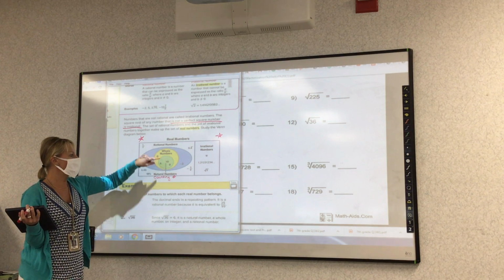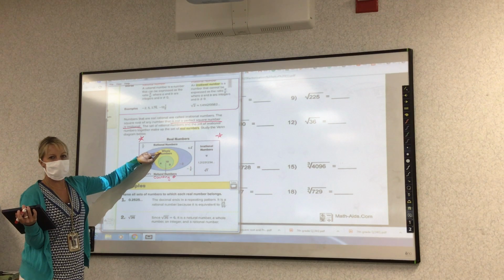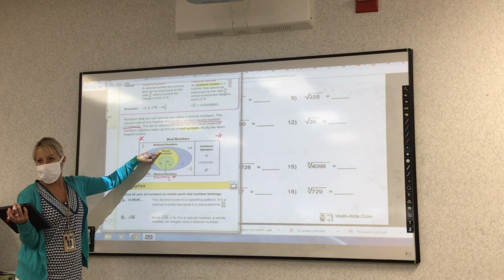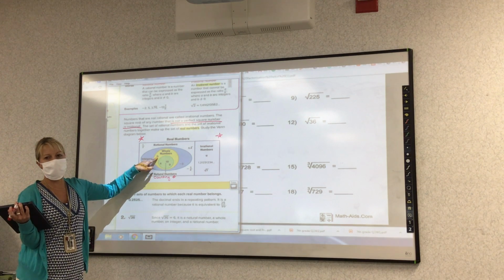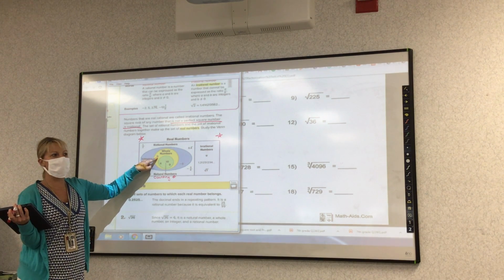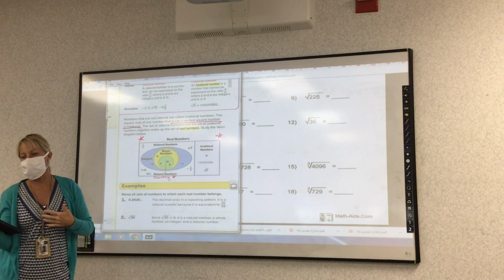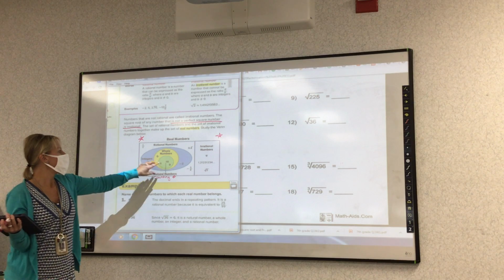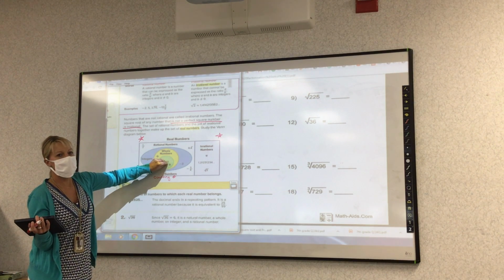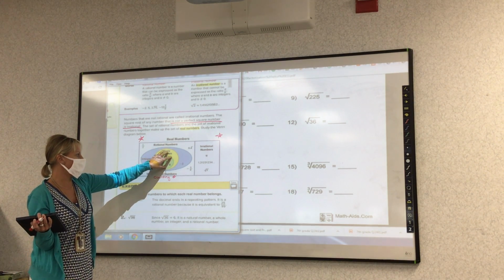After the counting numbers, all counting numbers are whole numbers. The only difference with whole numbers than counting numbers is that you actually add the number 0. So whole numbers would be 0, 1, 2, 3, 4, 5, 6, 7, 8, 9, 10, don't keep going. Okay? So we've got the counting numbers, and they're all whole numbers.